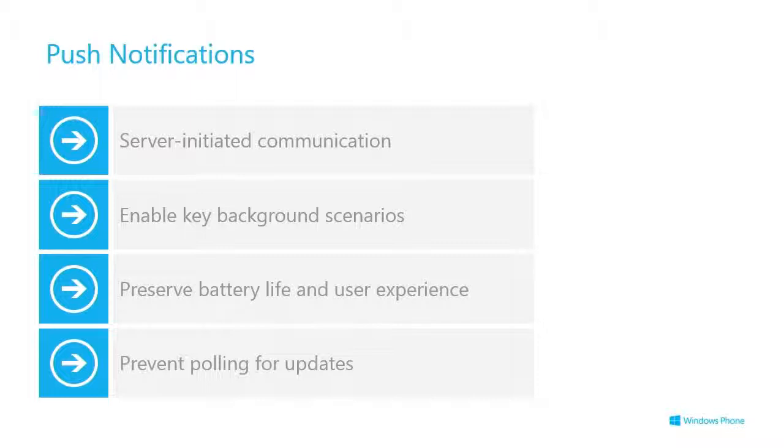So typically applications might poll a back-end server. They keep saying, "Do you have anything? Do you have anything?" Which is just horrible for the battery, eats up bandwidth, all those kinds of bad things. Server-initiated communication pushes something only when you need it, only when it's time to get it. We're going to talk about some key background scenarios. Clearly, push preserves battery life and the user experience over polling.